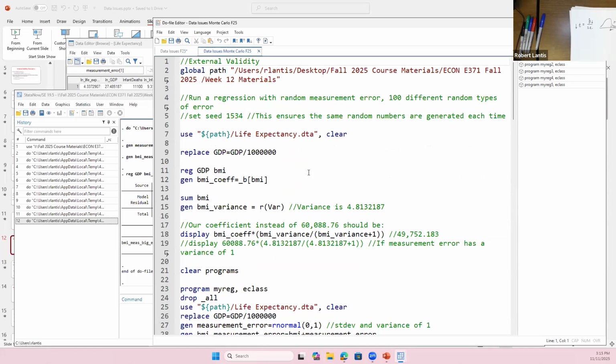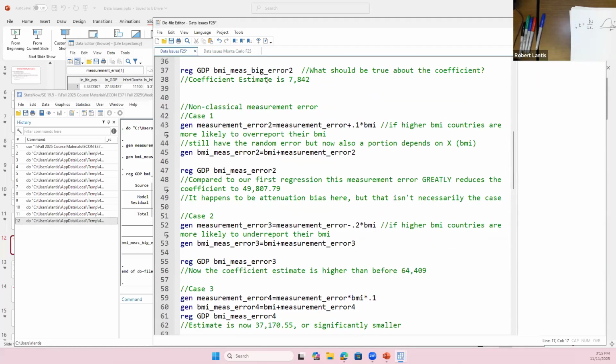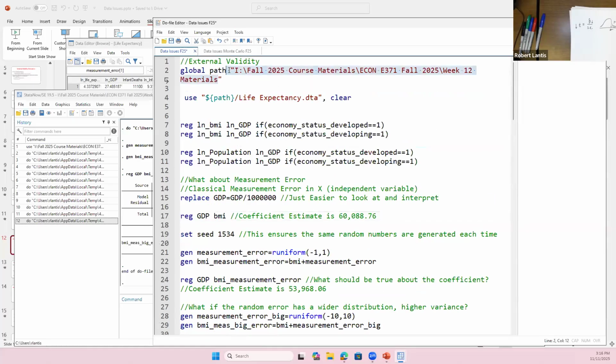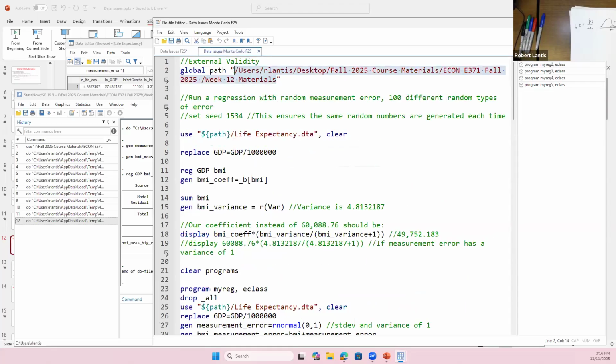We're using the same kind of idea, and so I want to touch on this. If we have time, we'll go to non-classical measurement error, just to further prove this to you and show you the capabilities we have in Stata. So I'm going to pull up the other do file for the week, which was data issues Monte Carlo F25. I'm going to make sure I've got my global path set correct there, since I think I was running this off of my personal device instead of my OneDrive.